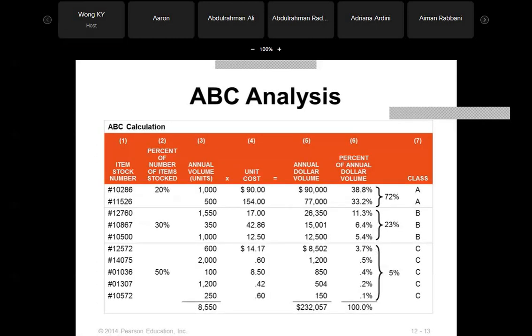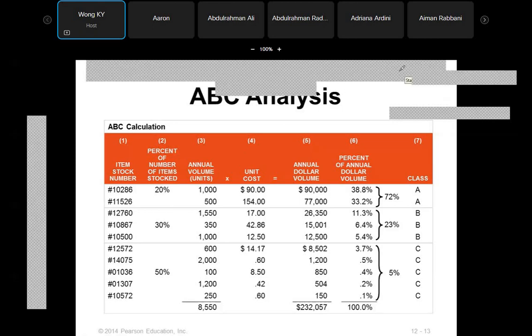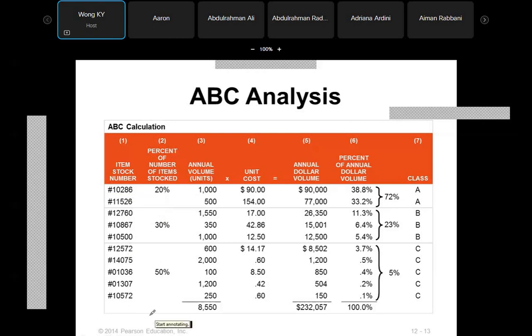Okay, so this is one example of how we can do ABC analysis, so please pay attention. Imagine in this question, you are given 10 stock items. So imagine in the inventory list there are 10 items, or in the warehouse there are 10 types of inventory. 1, 2, 3, 4, 5, 6, 7, 8, 9, 10. Normally column 3 will be given. Column 3 is the annual volume in terms of quantities, in terms of units. So for stock item 1, the annual quantity is 1000. For inventory item 2, it is 500, and so forth.